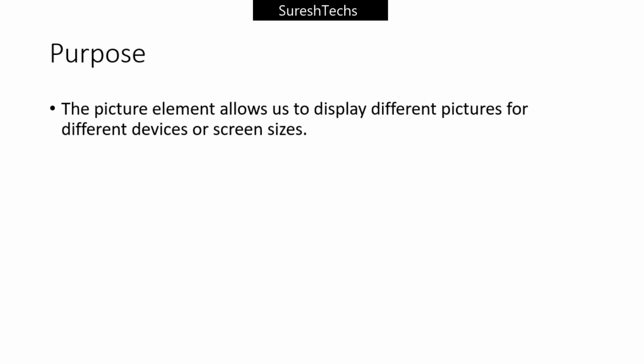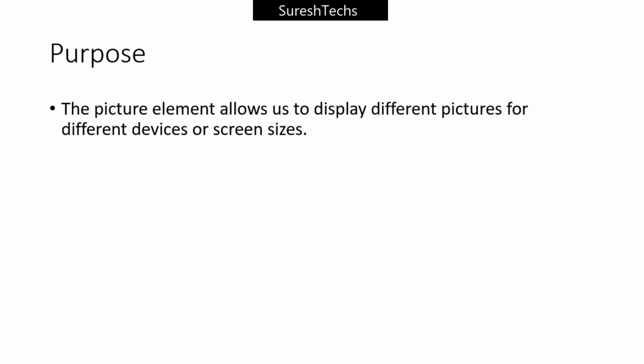So what do you mean by a picture element? Picture is an element in HTML, as we learned about many other elements in our previous tutorials, such as h1 is an element, img is an element. Similarly, picture is also an element. So what is the use of a picture element? The main purpose of a picture element is to display different pictures for different devices.